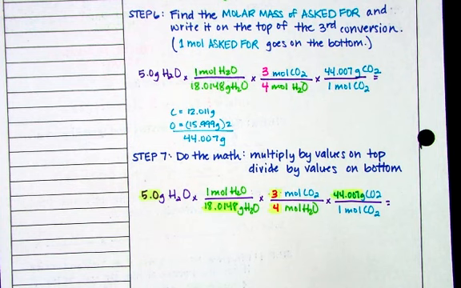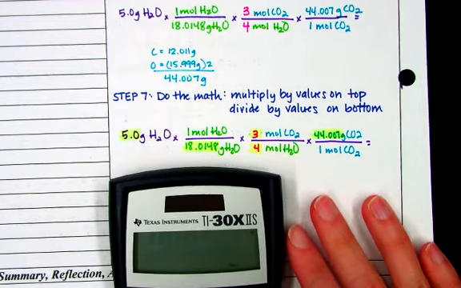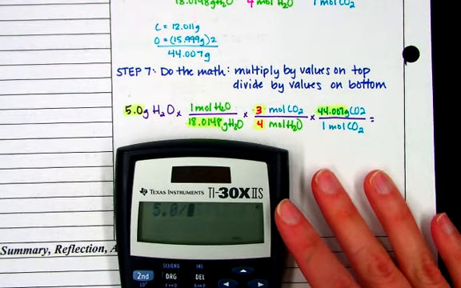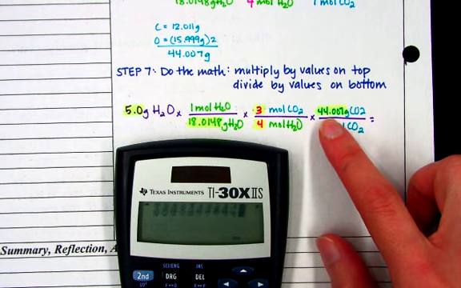If I were to do this in my calculator, ta-da, calculator, 5.0 divided by 18.0148 times 3 divided by 4 times 44.007. Enter.